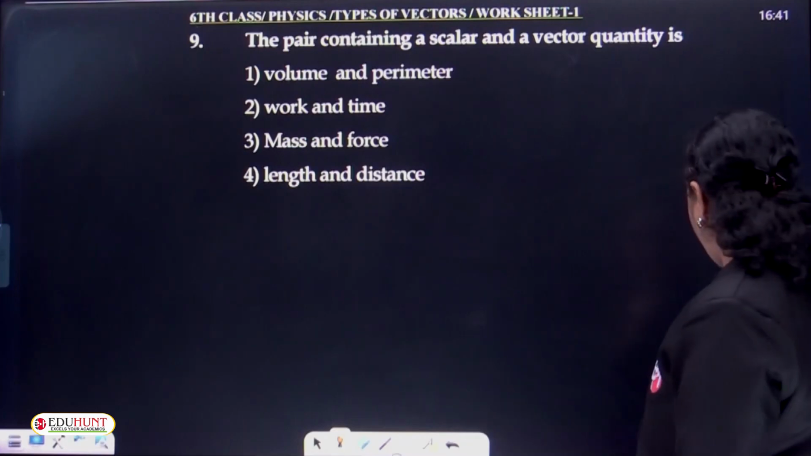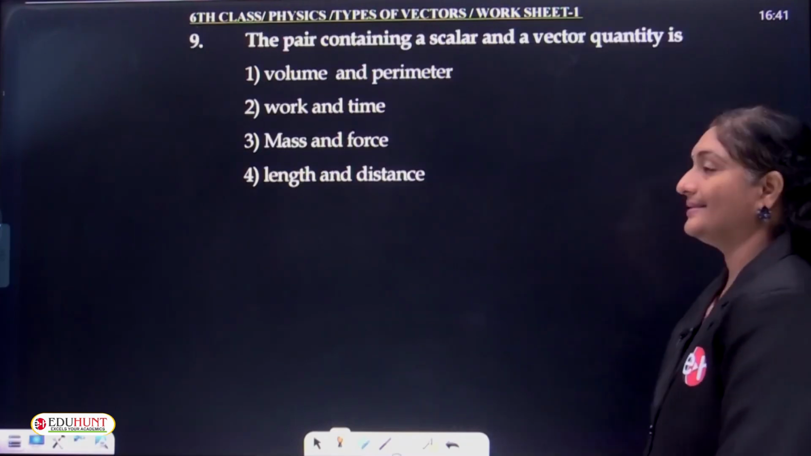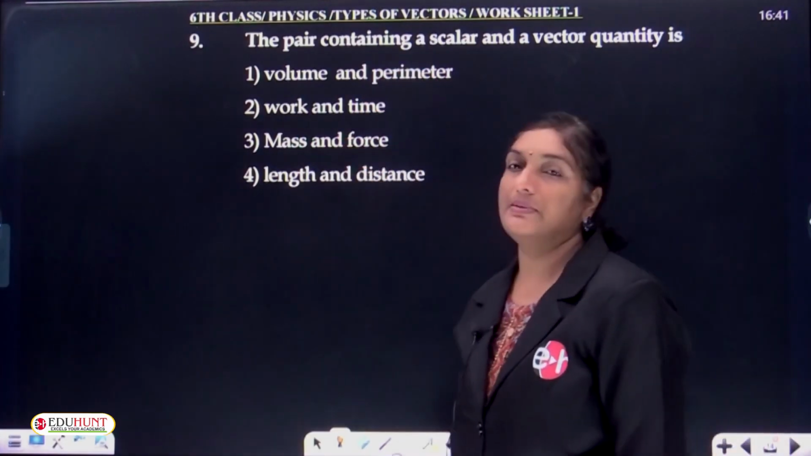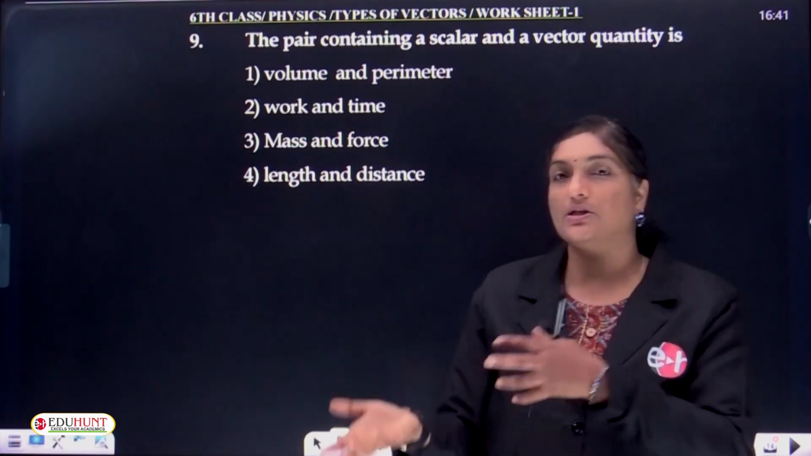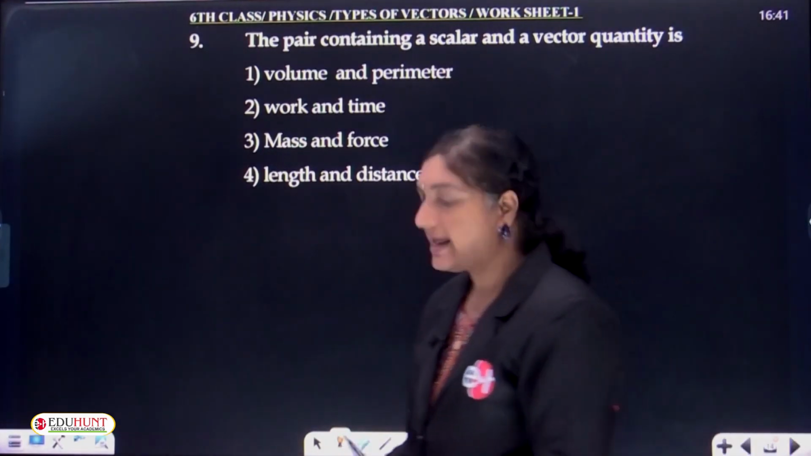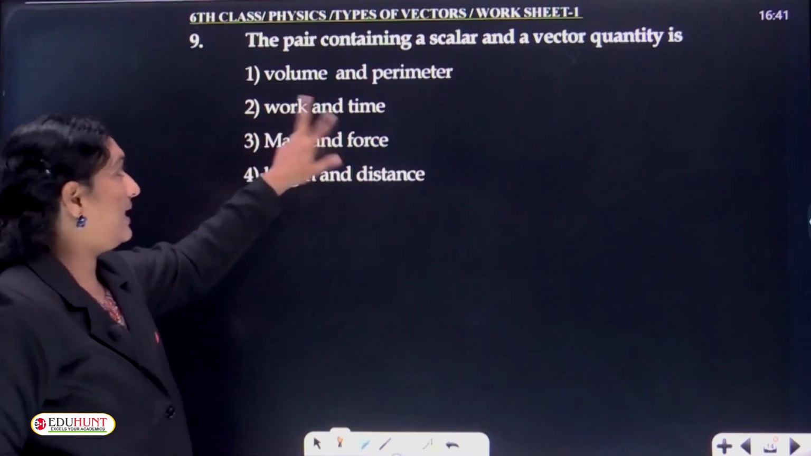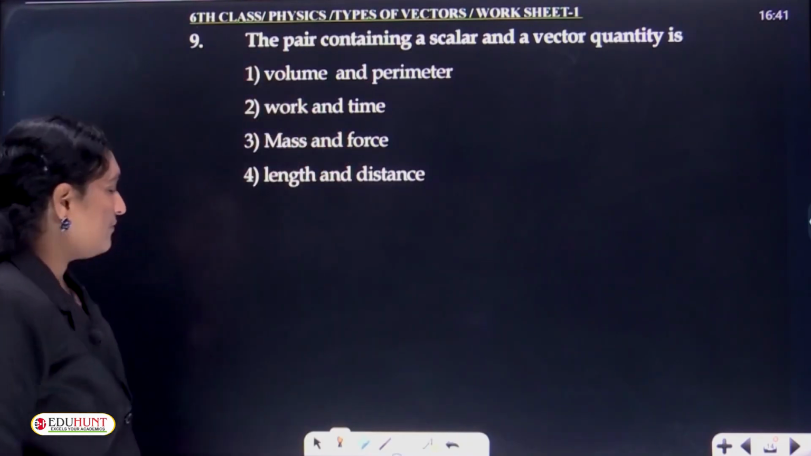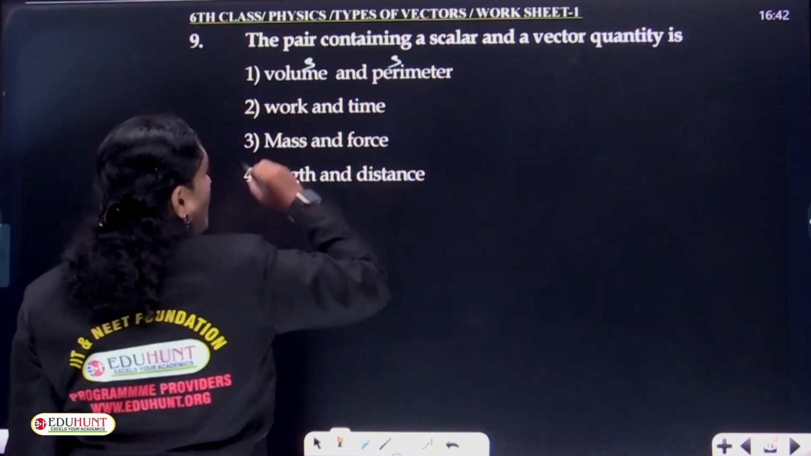Moving ahead with the 9th question, children. The pair containing a scalar and a vector quantity. You are given a few examples here and you have to identify that pair which has both the magnitude as well as direction. Scalar as well as vector. So first of all, let us identify them. Volume is a scalar quantity. Perimeter is a scalar quantity.